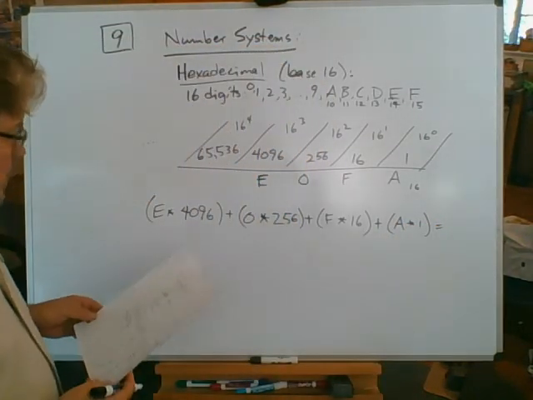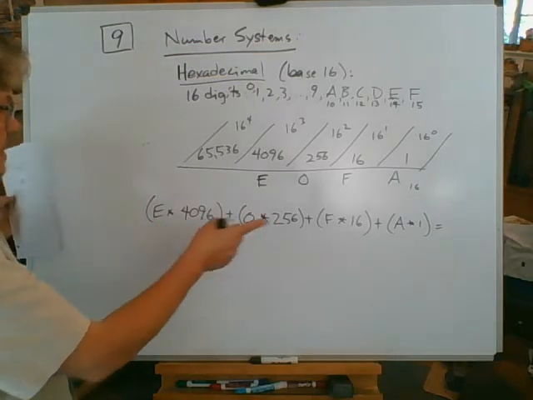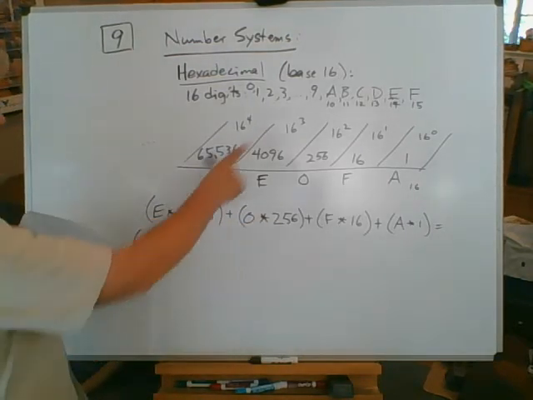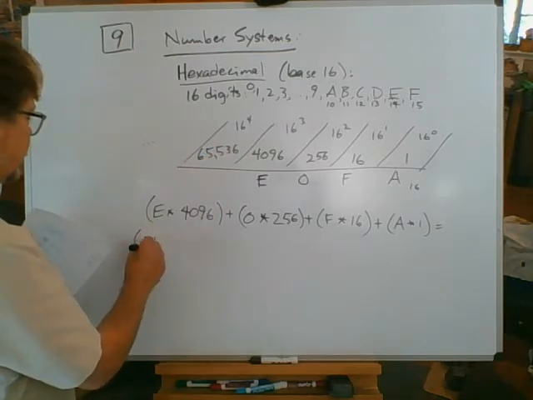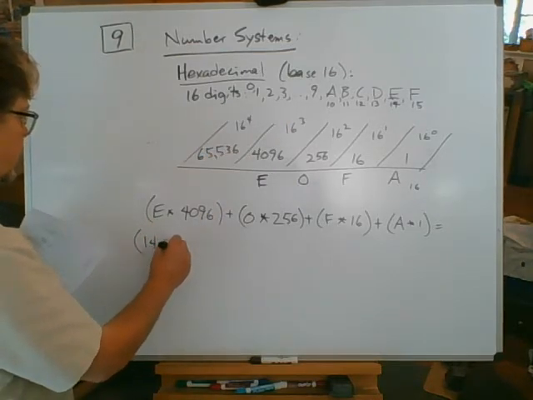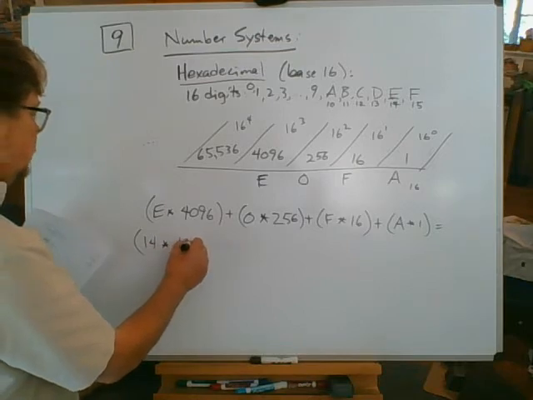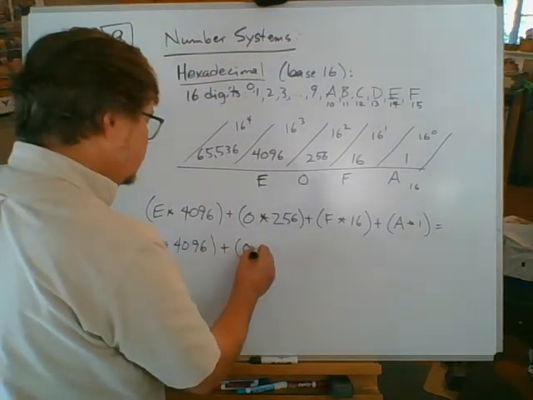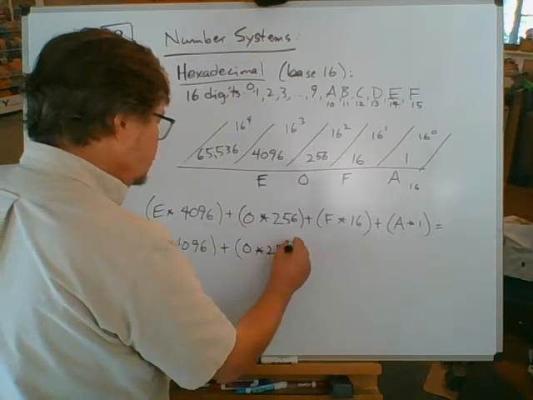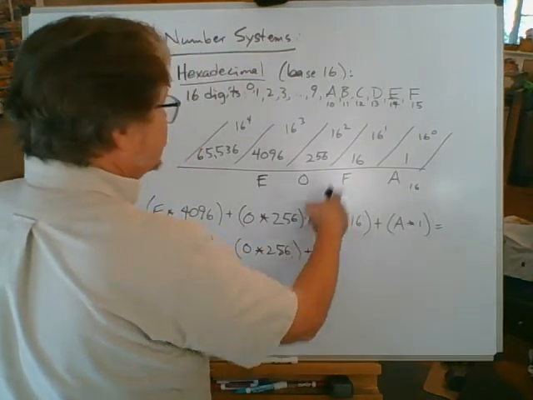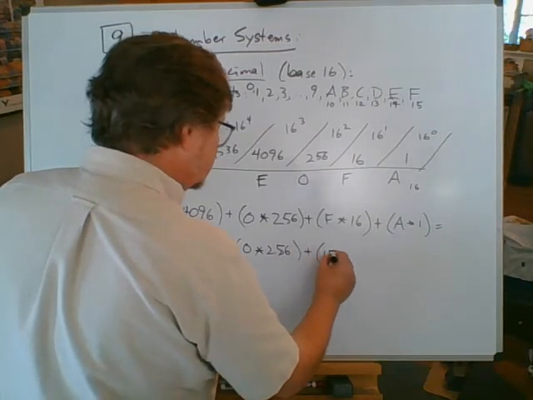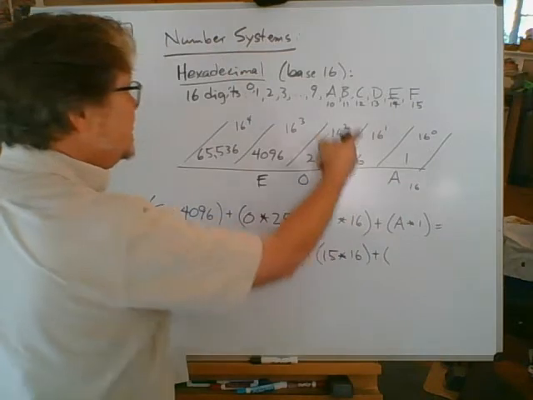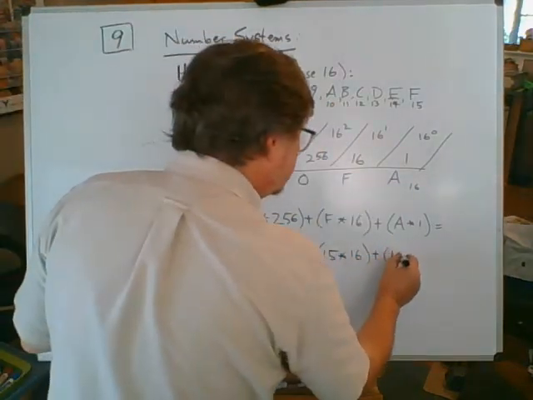Now, I'm going to put an intermediate step on this. It's not even easy to do the math from here. The E, I'll look up there. E is actually 14 back in base 10, which is where we want everything to end up. So this is 14 times 4096 plus 0 times 256 plus F. F is 15. 15 times 16 plus A. A was 10. 10 times 1.